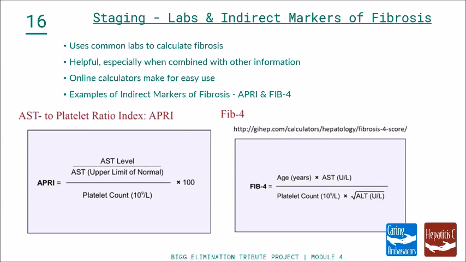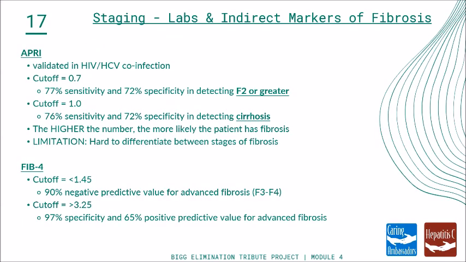So what are some of the answers that you can get? For APRI, they use a cutoff of 1. If it's higher than 1, it has a 76% sensitivity and a 72% specificity of detecting cirrhosis. So the higher the number, the more likely the patient is to have fibrosis or cirrhosis. The problem with this is you get what you pay for. It's super cheap, super easy, but really it's not going to tell you the different stages.